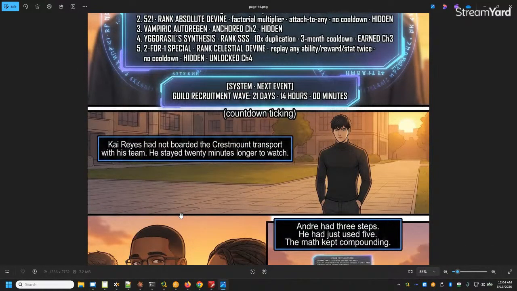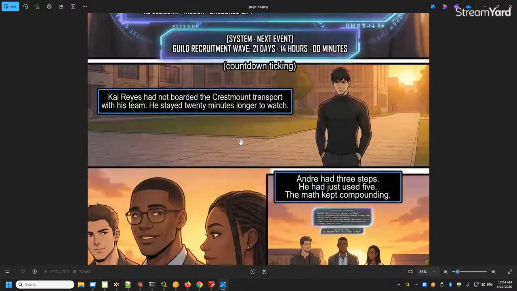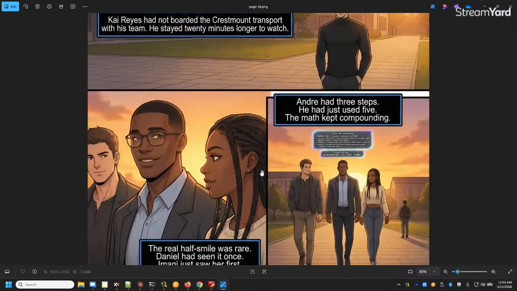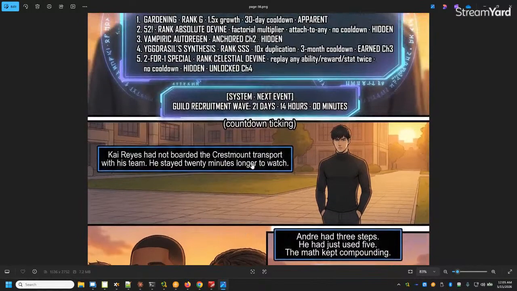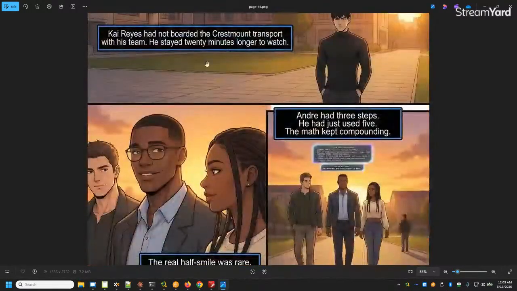Kai Reyes had not boarded the Crestmont transport with the team. He stayed 20 minutes to watch longer. So he is highly suspicious of Andre. And he is, I'm guessing, going to approach him. Like, who are you, dude? The real half smile was rare. Daniel has seen it worse. Oh, he stayed. Oh, yeah, because of this image. That's right. All right. Is that the end of the chapter? That was the end of the chapter.